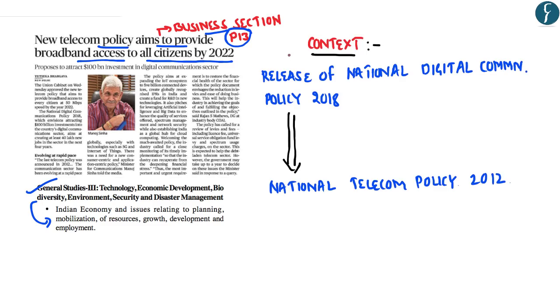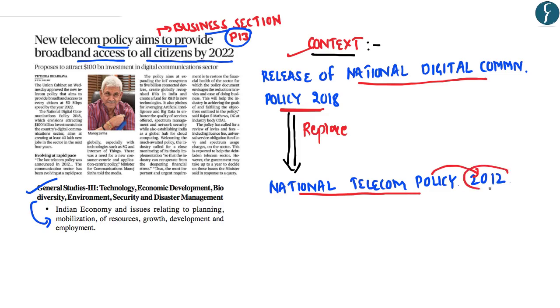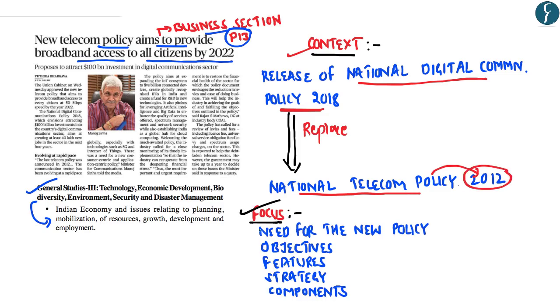Now, this particular article has appeared in the newspaper in the context of the release of National Digital Communication Policy 2018, and this particular policy is set to replace the National Telecom Policy which was earlier formulated in the year 2012. So, as part of this video analysis, we will discuss what was the need for replacing the National Telecom Policy by the National Digital Communication Policy 2018, the objectives of the new policy, the features of the policy, the strategy which the government has adopted in order to implement the policy, and finally, the components of the new policy. Now, these are the various aspects which we will be discussing in this particular video analysis.